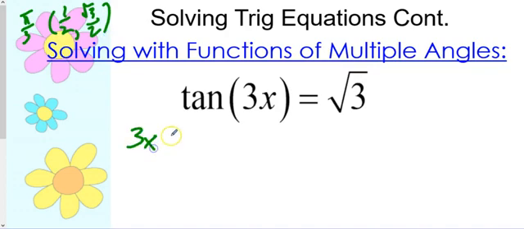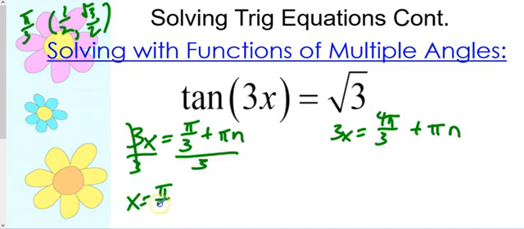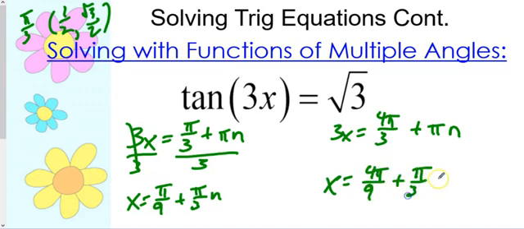So tangent's positive square root of 3 at pi over 3 and at 4 pi over 3 because we're thinking about the third quadrant. And then I'm going to add pi n because it's tangent. So 1 period is just pi. So we're going to divide both sides by 3. When I divide pi over 3 by 3, that gets me pi over 9. And then I have pi over 3n here. When I divide 4 pi over 3 by 3, I get 4 pi over 9 plus pi over 3n.